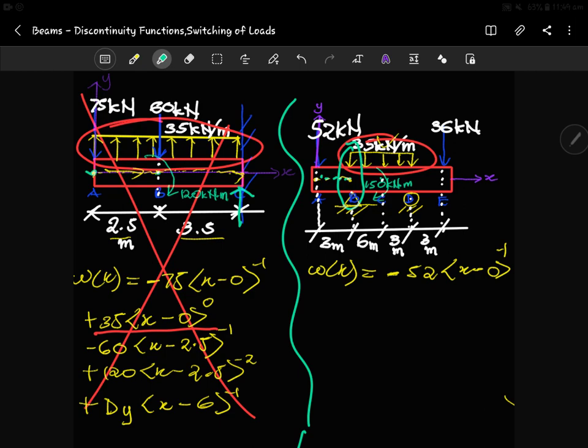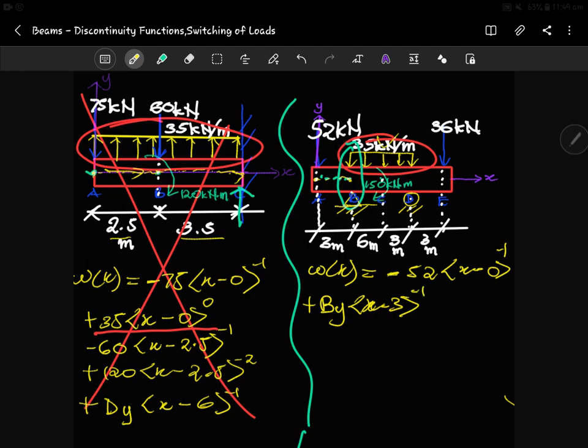So let's write the B first. The B is actually up because it's a reaction, so that will be plus. The magnitude of B is a point load, so x minus where does it start? It starts at 3. x minus 3. The exponent, because it's a point load, is minus 1. Are you okay?